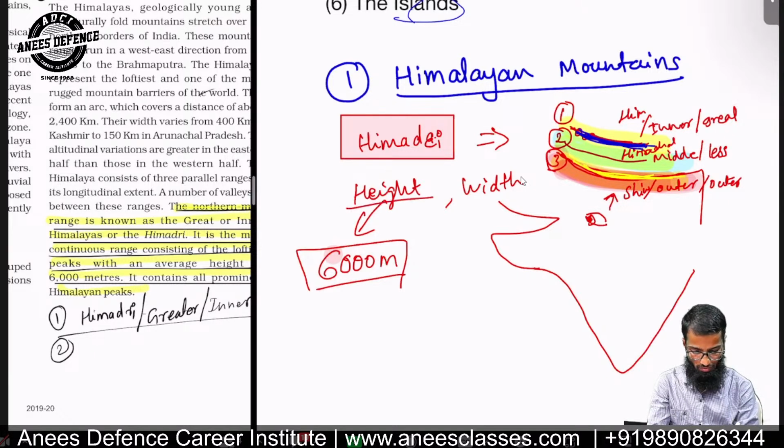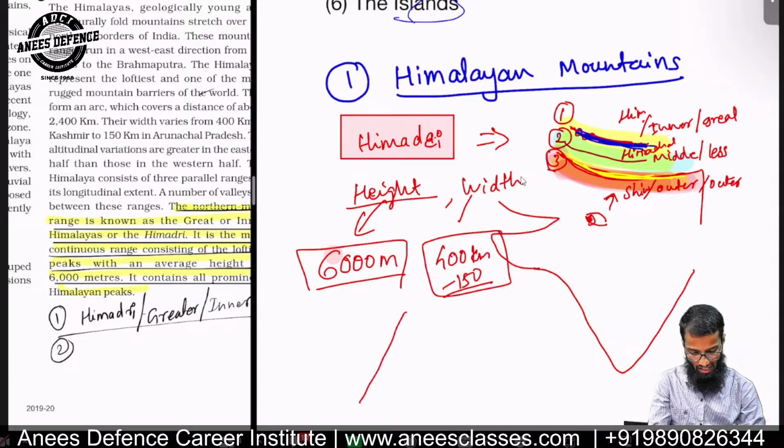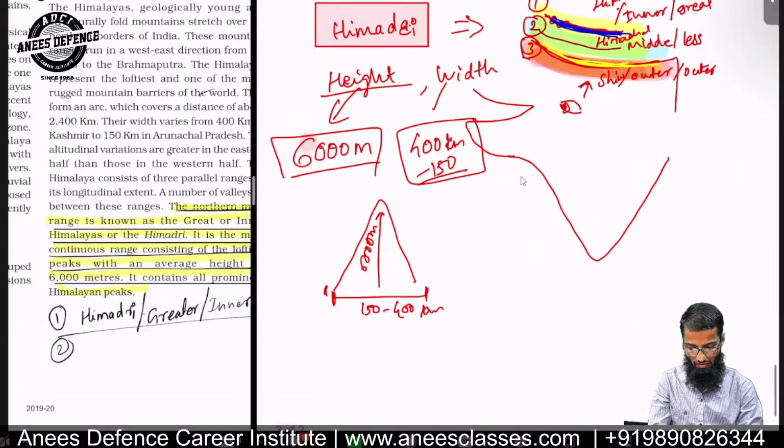So I have talked about the height. The average height of Himadri mountain ranges is about 6,000 meters. The width ranges from 400 kilometer to 150 kilometer. That is the width. Okay. This is the height and this is the width. So width is 150 to 400 kilometer and this is 6,000 meter. Okay. So I will read it for you from the book itself and we will move ahead.